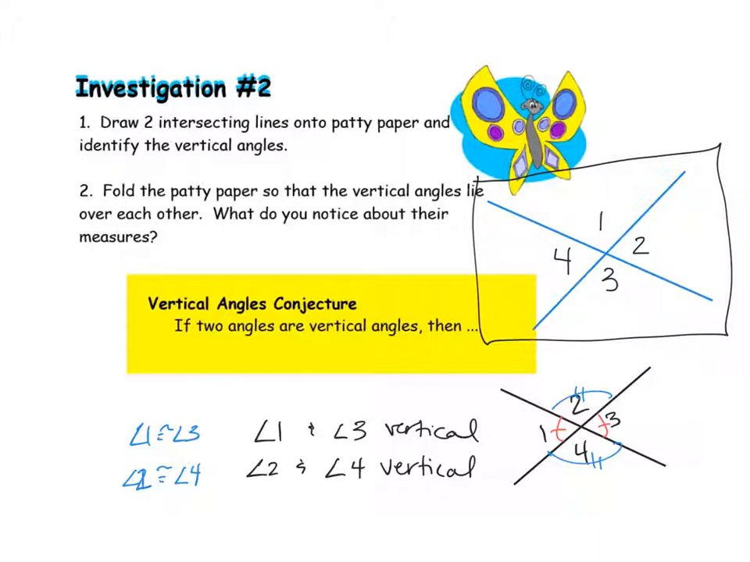Okay, so if you need to pause the video, go ahead and do that. If not, just let it roll here. So let's finish this conjecture. Remember, our conjectures are our educated guesses. Okay, so if two angles are vertical angles, then they are congruent.